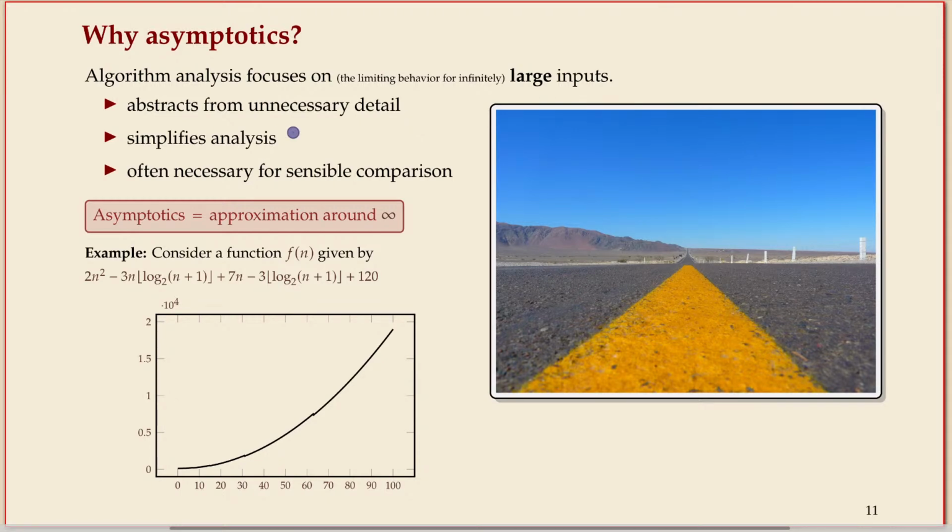Focusing on large inputs then also simplifies the analysis, because certain boundary conditions don't play much of a role. We'll see examples for that. And sometimes you need to do this because one algorithm might be better for small things and then might go slower, and another one might be better for larger things. And generally, we think of the second algorithm as better.